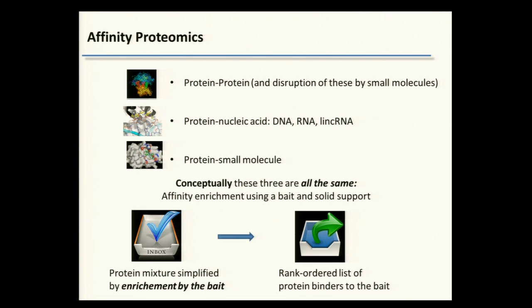Whether your bait is a protein, nucleic acid, or a small molecule, you're immobilizing your bait and going to see in the cell lysate of interest what it is binding to. So in here, your input is really a protein mixture that has been simplified by enriching it with the bait at the protein level. And what you end up with is a rank-ordered list of protein binders to that particular bait.